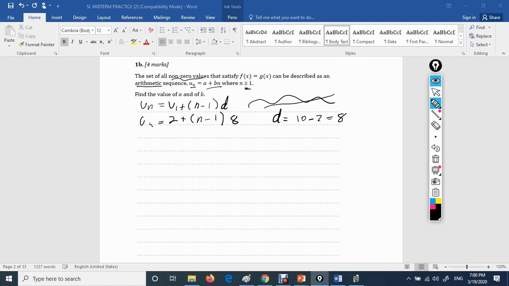Now we can rearrange this, multiply these two things here, and we're going to get 2 plus 8n minus 8, and this is going to equal minus 6 plus 8n. And we have our answer because this is A, so A equals minus 6, and B equals 8. And that would be the solution to question 1B.